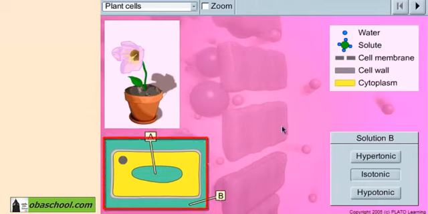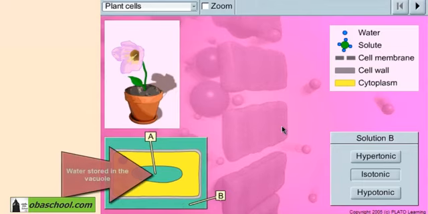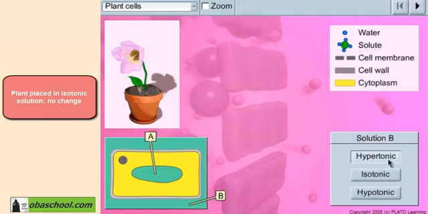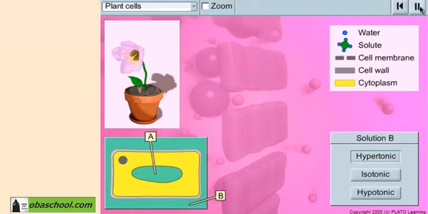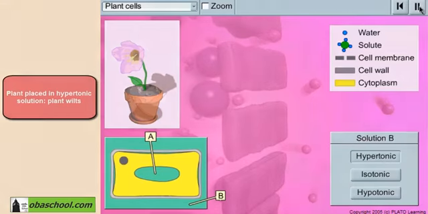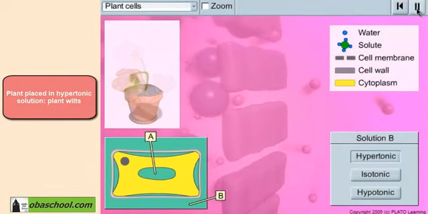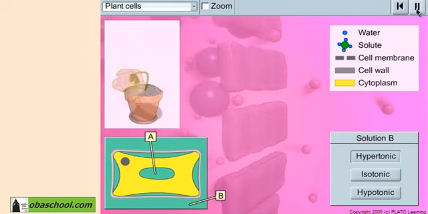So this is a plant cell, and this is the external medium of the plant cell. In the plant cell, we have water being stored inside of the central vacuole. So if we have isotonic solution B, we will have no net movement of water. If we have hypertonic solution B, the cell will lose water, just like what was happening with the animal cell, and the cytoplasm will shrink, and as you can see here, it is moving away from the cell wall. So the plant wilts and dies. This is what happens if you place plants in solutions that are hypertonic.